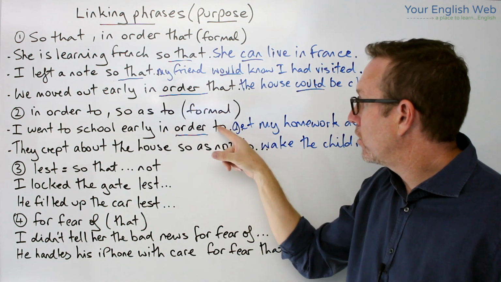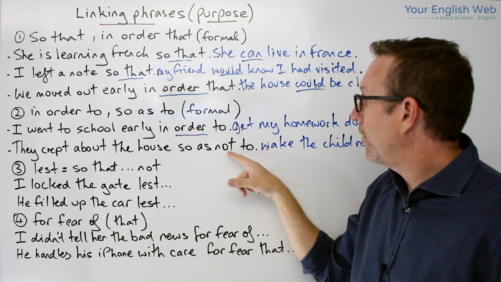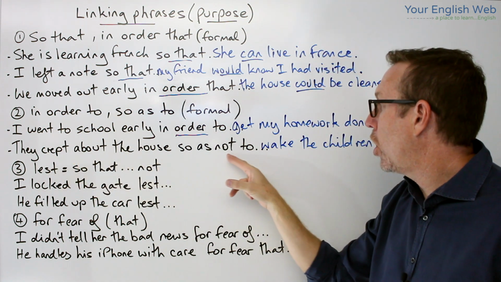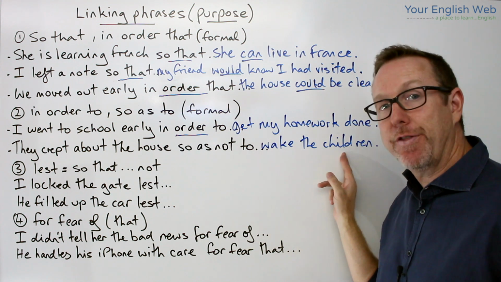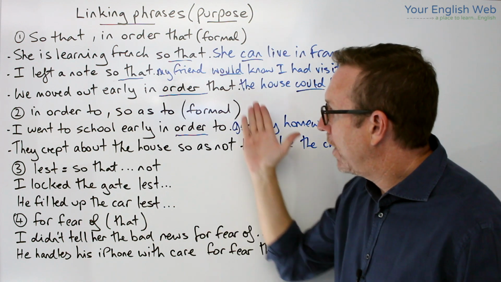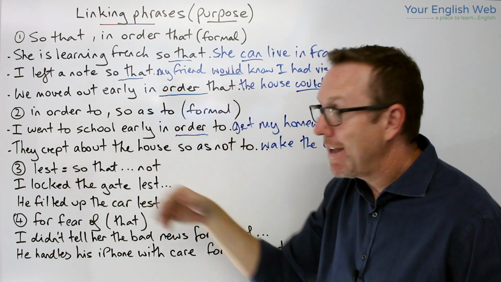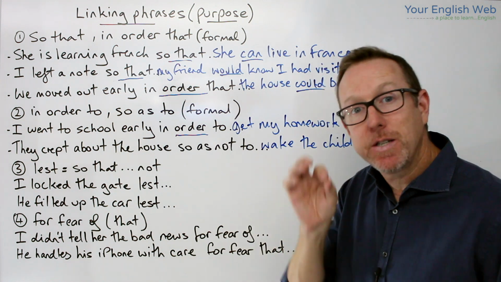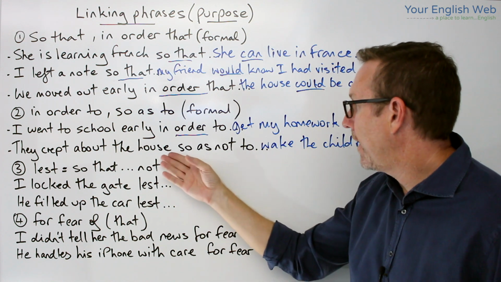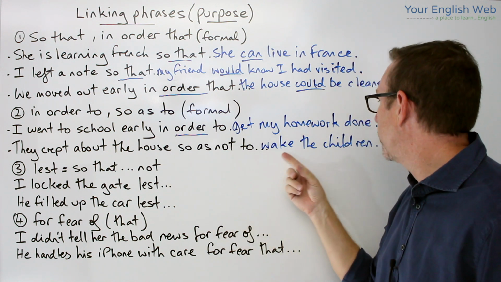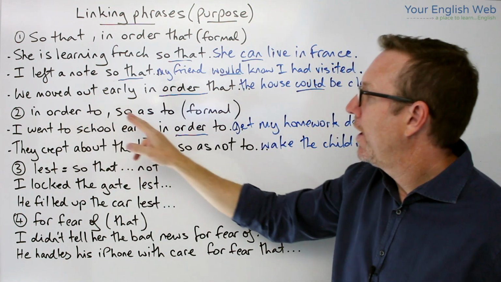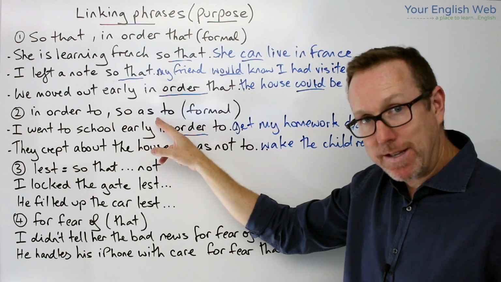In order not to, or so as not to, if we needed to put a negative there. They crept about the house so as not to wake the children, okay? That was the purpose. They didn't want to wake the children, so they crept about the house. They walked quietly, or they crept about the house, okay? They crept about the house so as not to wake the children. So those two examples there with in order to, and the more formal so as to.